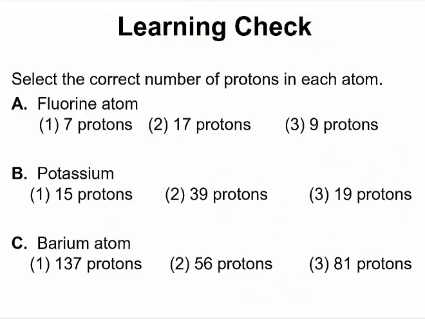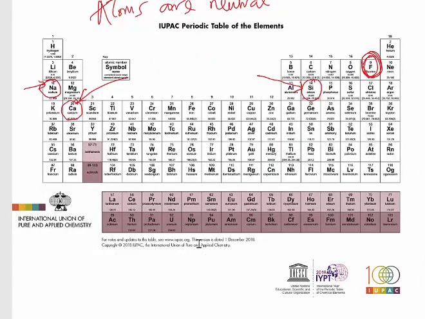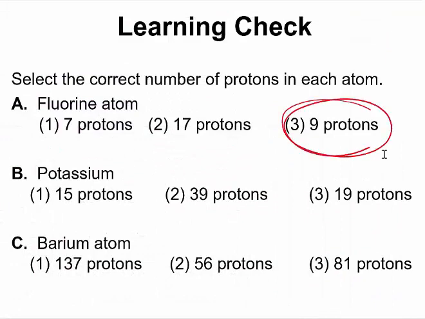Let us take a look at some questions to practice how many protons you have in an atom. Select the correct number of protons in each atom. To answer this question, you need a copy of the periodic table. Let me bring one up. Fluorine has 9 protons because the atomic number is 9. So, 9 protons would be the correct answer.